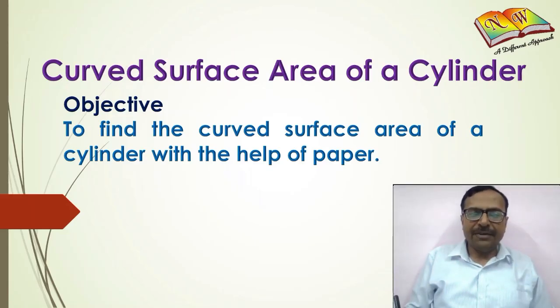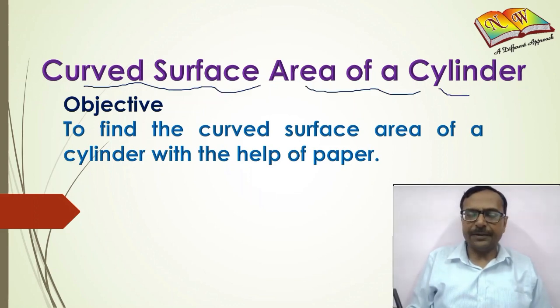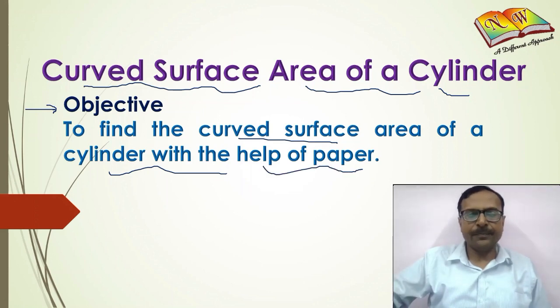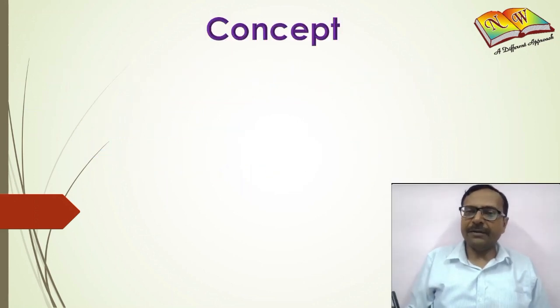This is the activity on finding the curved surface area of a cylinder. The objective of this activity is to find the curved surface area with the help of some paper strips. Let's see the concept in hand first.